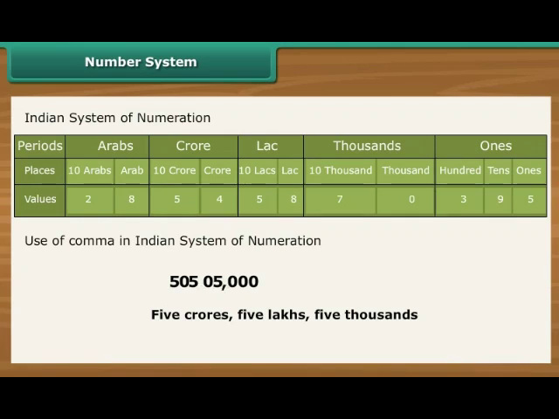The second comma comes 2 digits later, 5 digits from the right. It comes after 10,000's place and marks lakh. The third comma comes after another 2 digits, 7 digits from the right. It comes after 10 lakh.